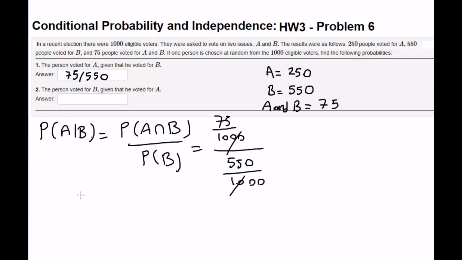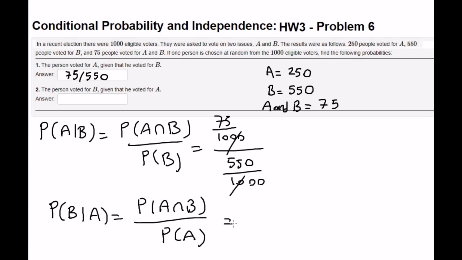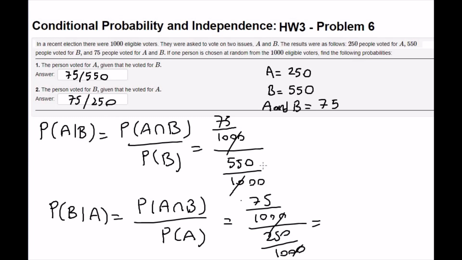So the second part, this time probability of B given A. Again, their intersection over given condition. Their intersection is 75 over 1,000, and 250 people voted for opinion A, so it's going to be 75 over 250. Or you can write out the whole fraction.